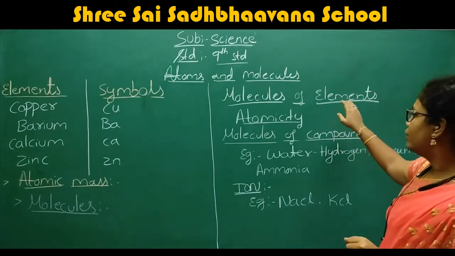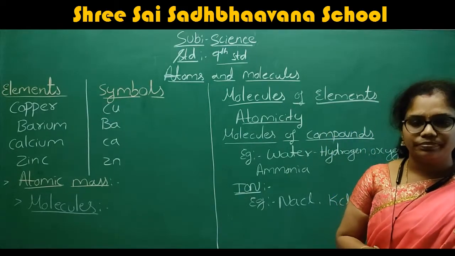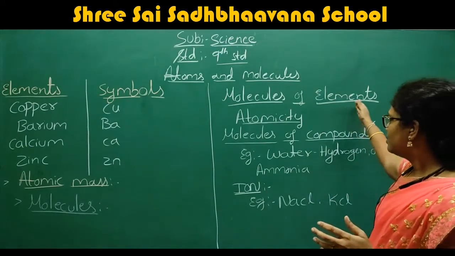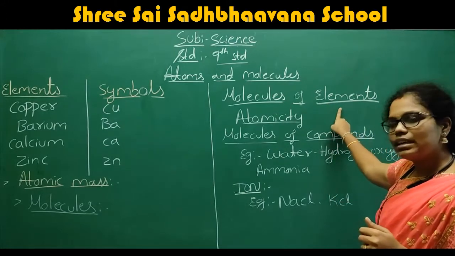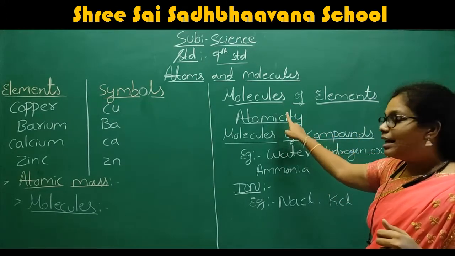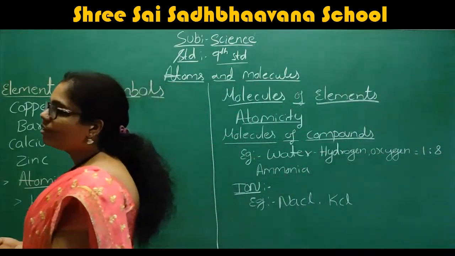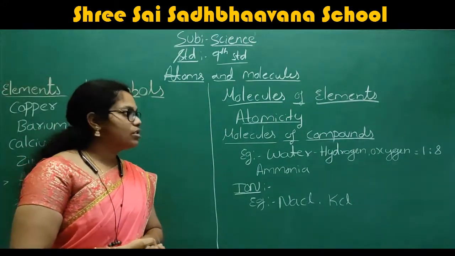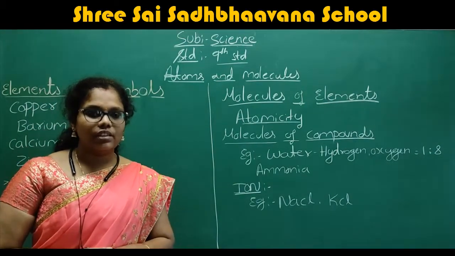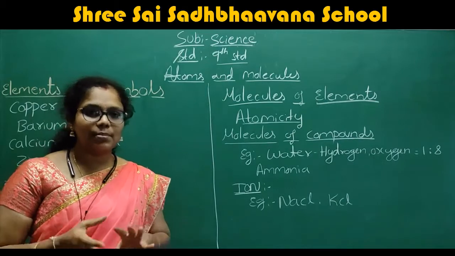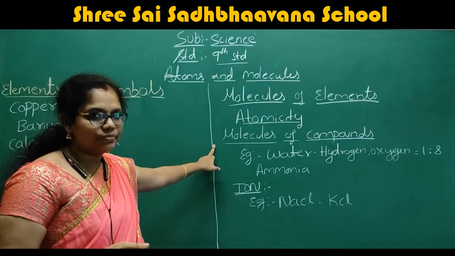After studying the concept of the molecules of an element, now we are going to discuss the molecules of a compound. In the molecules of an element, the same elements combine with each other to form the molecules. Here, different elements combine with each other to form compounds. When two different elements combine with each other to form a compound, we call it a molecule of a compound.